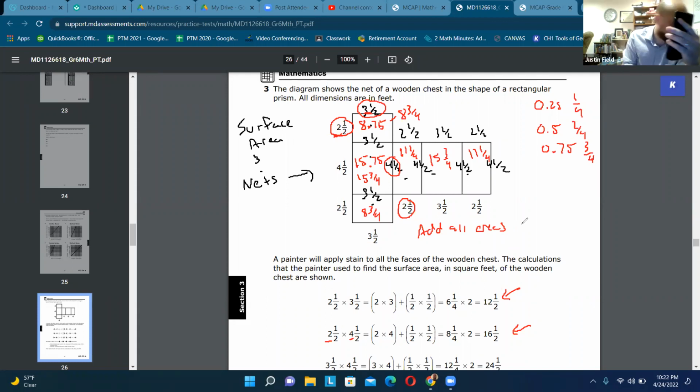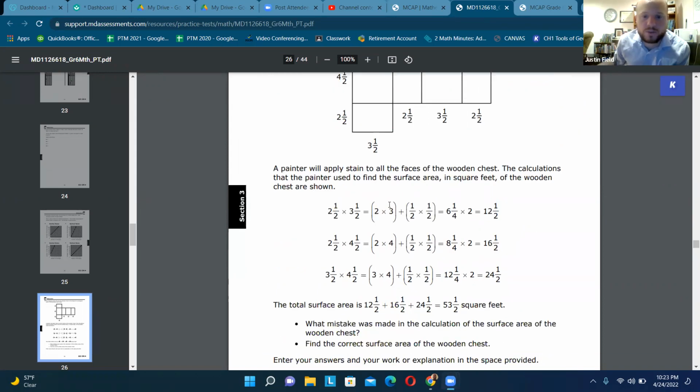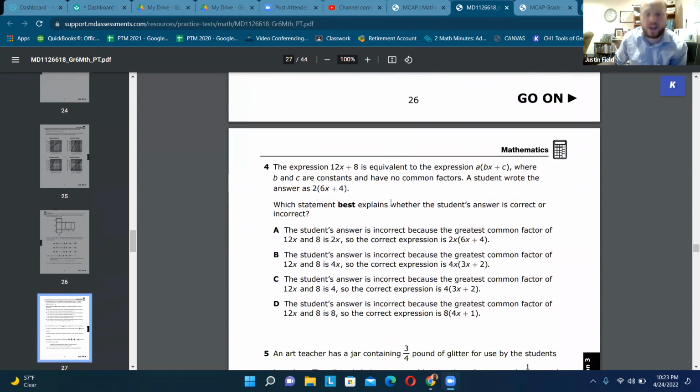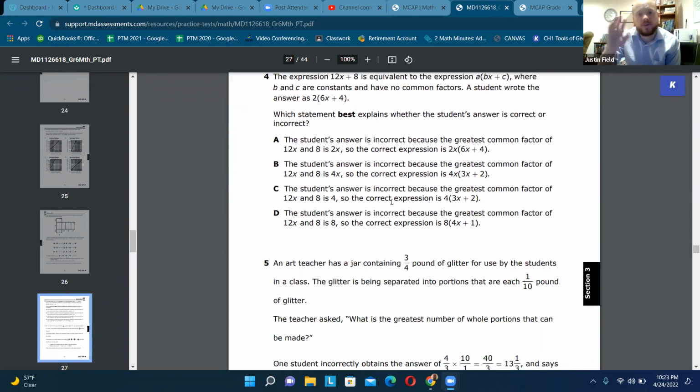71.50 feet squared. So that's the correct area. And this painter was acting like he was adding fractions when he was multiplying fractions. So that was the error. All right, let's move on to 4.